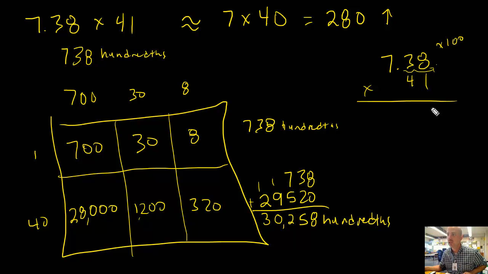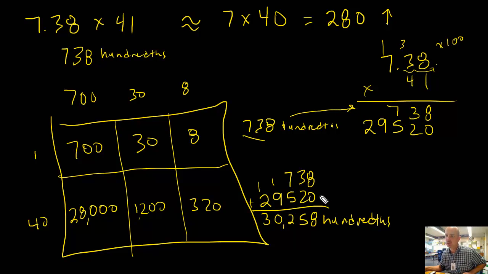So let's do that. 1 times 8 is 8, 1 times 3 is 3, and 1 times 7 is 7, right? 4 times 8 would be 32, but that's 320, so 320, and 4 times 3 is 12, plus 3 is 15, and 4 times 7 is 28, plus 1 would be 29. Now my partial products over here match up, shows 738. Partial product here matches up, shows 29,520.